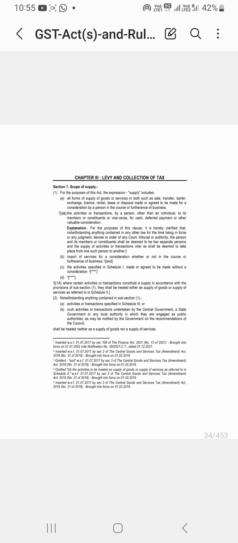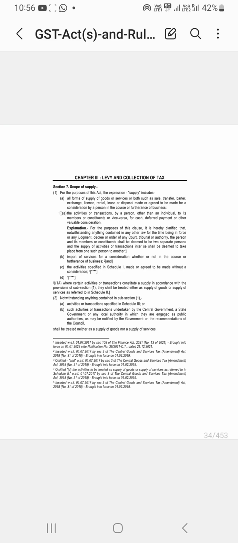I'll explain why the second limb was inserted. Earlier, because of the mutuality doctrine, the Supreme Court, in a case law, declared that the services a club provides to its members are, because of the doctrine of mutuality, not a supply, since no one can serve itself. So there was no levy of GST. That's why, in order to overrule that judgment, it was inserted, and it is also clarified by the explanation.